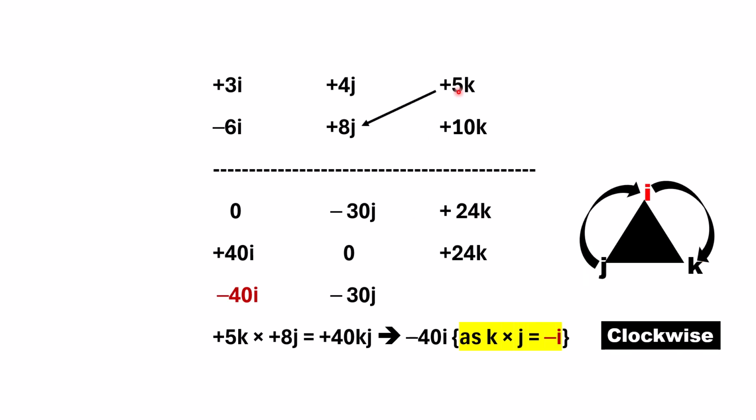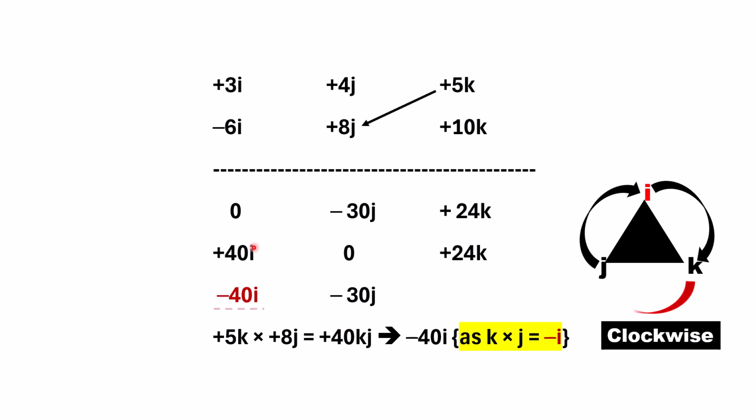Next we have plus 5k into plus 8j. So plus 5 into plus 8 will be plus 40, but k into j, see the animation, red arrow, we are moving in the clockwise direction, so it will give you minus i. Moving clockwise, k to j, you will get minus i. So the magnitude was plus 40, and we got minus i, so we get minus 40i. Put minus 40i under the i column, and then the last step in multiplication, and then we will add the partial products.